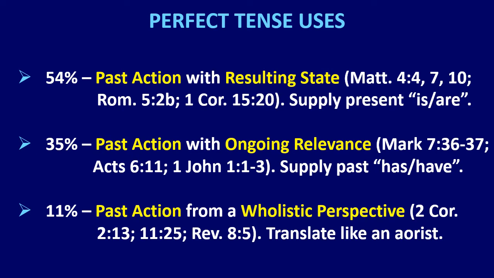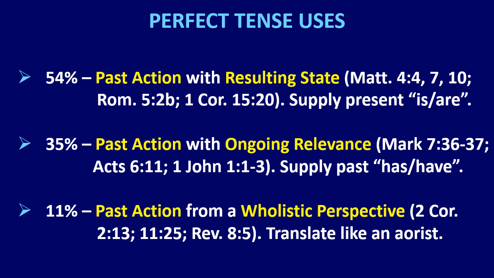But when it comes to just how perfect tense verbs are used in general, you can look at them in three different ways broadly. 54% of the time, this researcher found that the past action was involved, but the emphasis was on the resulting state. That's what was being emphasized. And if that's the case, and I gave you some examples there, Matthew 4:4, etc., we'll look at some of these in a moment. But when you see a case like this, you will want to supply in your interpretation or translation the present tense helping verbs is or are.